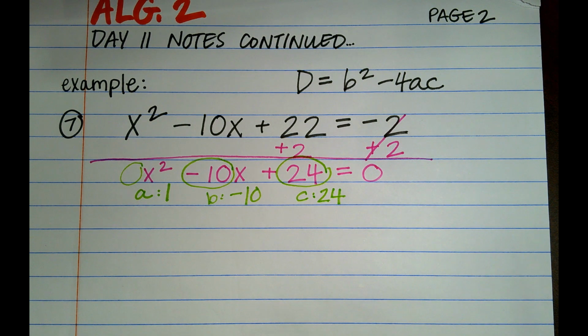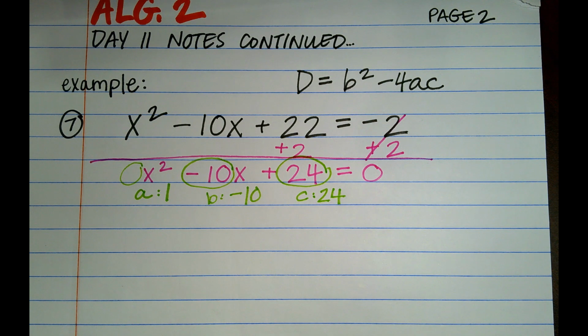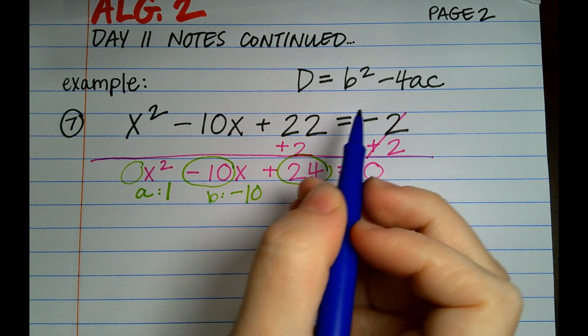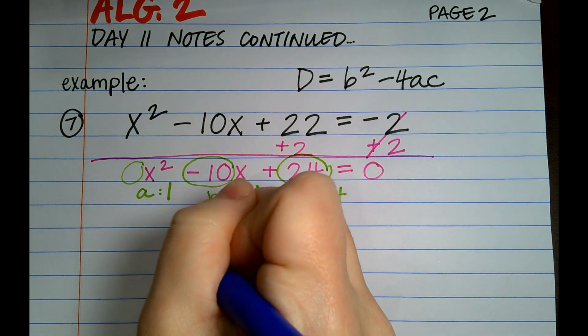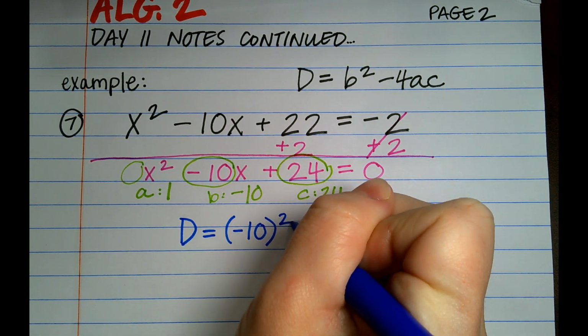Now you might get a different answer if you didn't rearrange your equation. With a c that is 22, it would definitely affect your answer a little. So that is important to check. Okay, so now that I have my a, b, and c identified, how am I going to find the discriminant? Yeah, we're going to start with that -10 b squared. So d equals -10 squared.